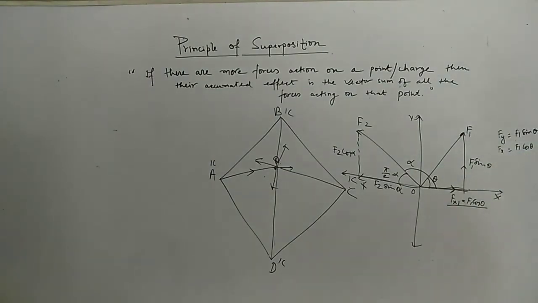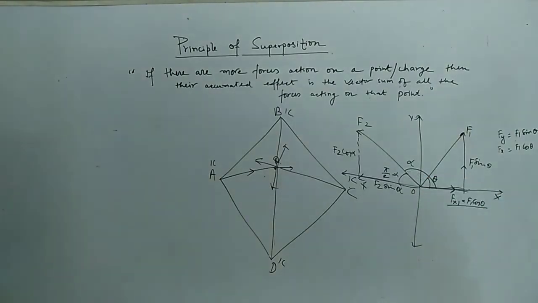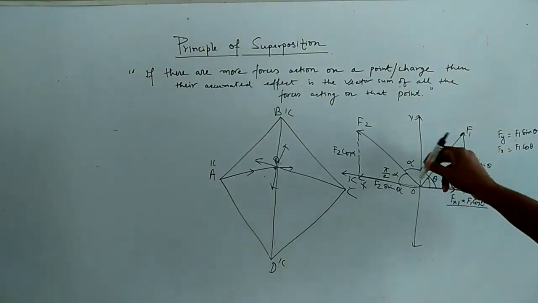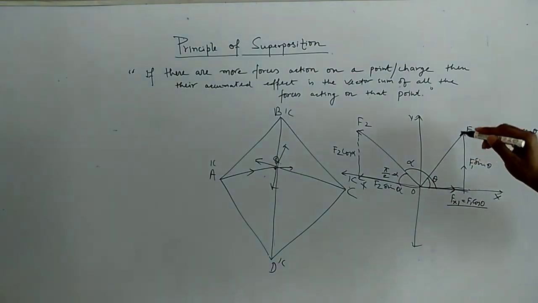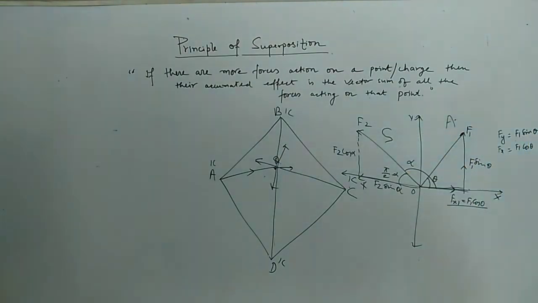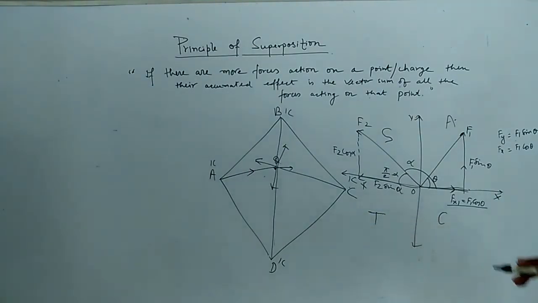That's why I will write only F1 cos theta and F2 sine alpha, because my alpha is already in the proper direction, taking anti-clockwise measure from the positive direction of the x-axis, and you know that in the first quadrant all t ratios are positive. Here sine is only positive, here tan is only positive, and then here cos is only positive.